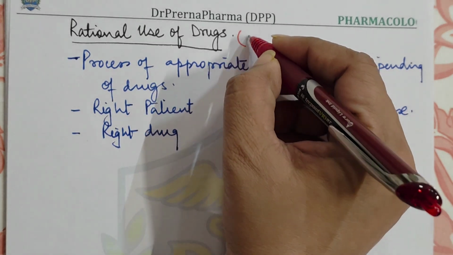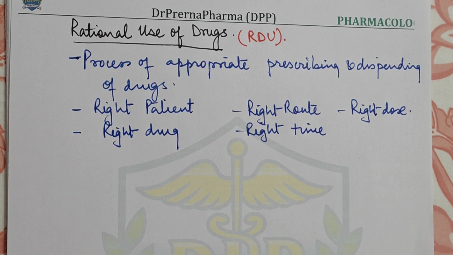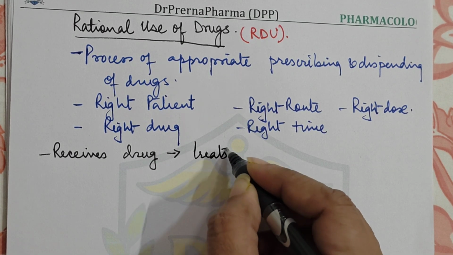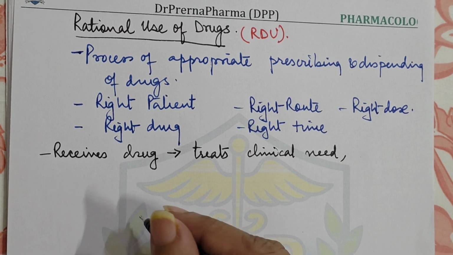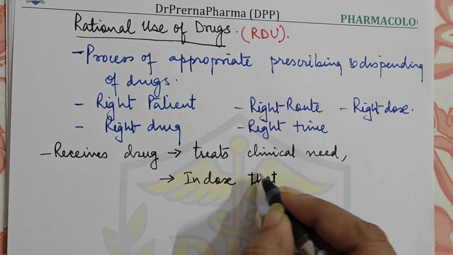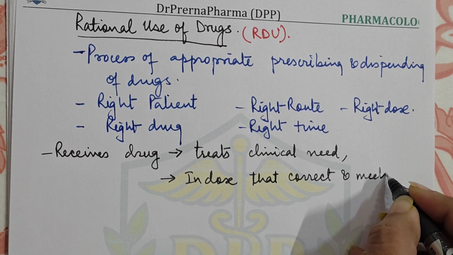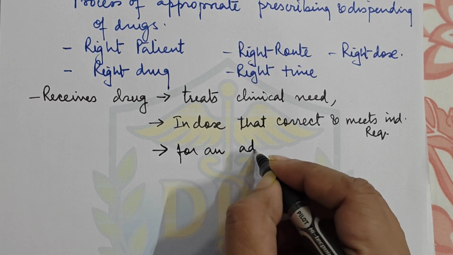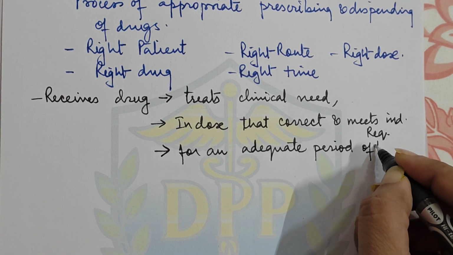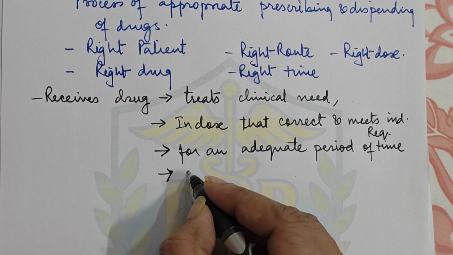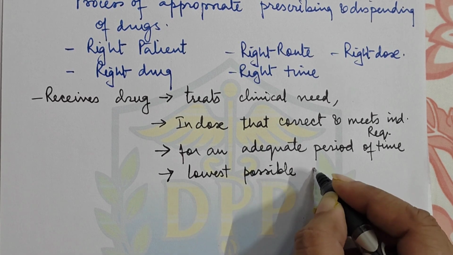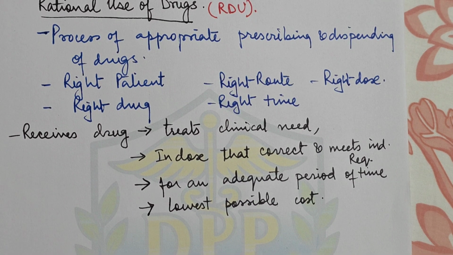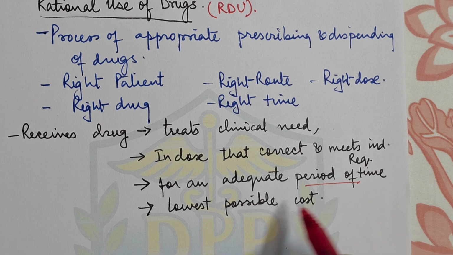So basically, rational use of drugs, also called RDU, means that the patient receives the medication that treats or is as per his clinical requirement, his clinical need. Then it is given in a dose that is correct and meets the individual requirement, right? Then next, it is given for an adequate period of time. That means it is not given either less or more. So adequate period of time, that is right time, and at the lowest possible cost to the patient and to the community. This is called RDU, where the drug is given as per clinical needs, in correct doses that meet individual requirement, for an adequate period of time and at the lowest possible cost.